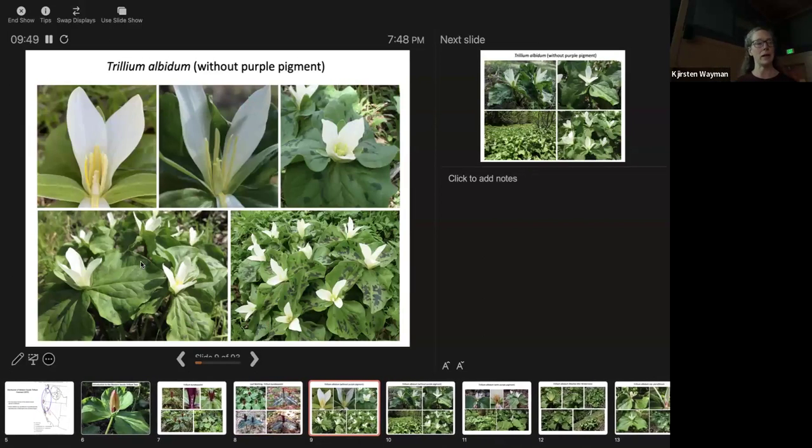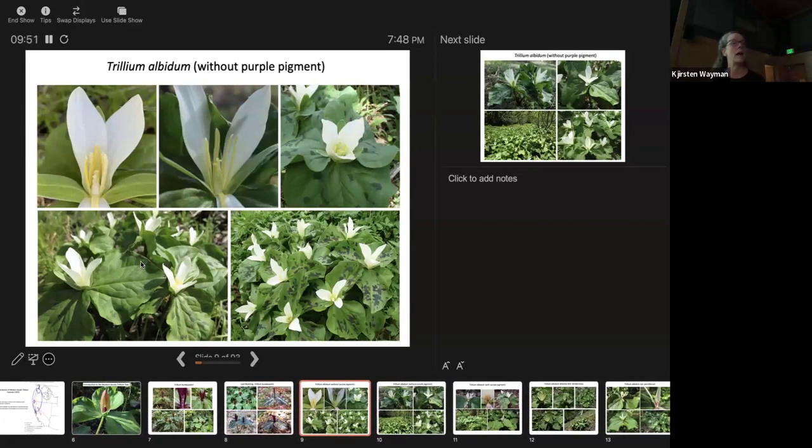Now, Trillium albidum is the species with white petals. And in fact, it's the only white-petaled species of all. In Eastern North America, they have a lot of sessile Trillium, but they do not have white-petaled sessile Trillium. So this is unique to our region. So I'm going to describe four different variants of Trillium albidum.